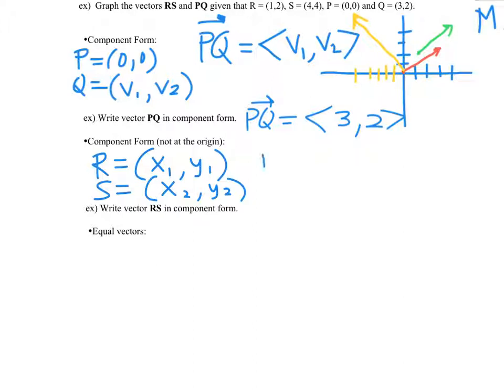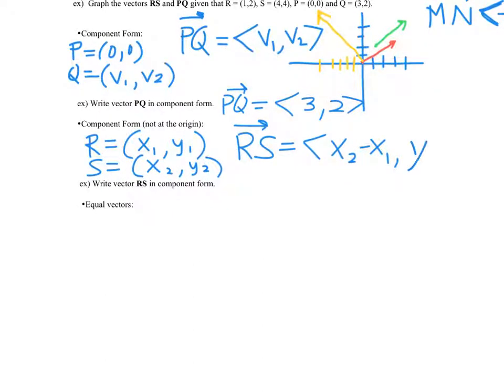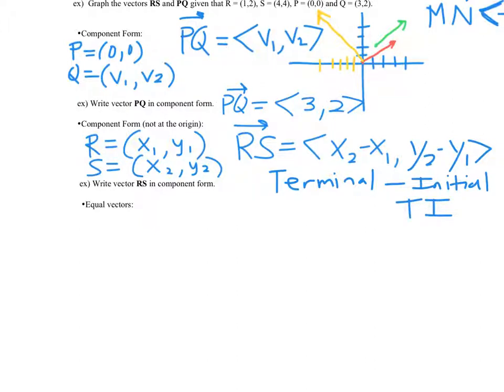I'll show you. To get vector RS into its component form, you're going to take x2 minus x1 and y2 minus y1. That's it. Okay? So what you do is you take its terminal point and you subtract its initial. I always call it TI, like your Texas Instruments. TI. Terminal minus initial.